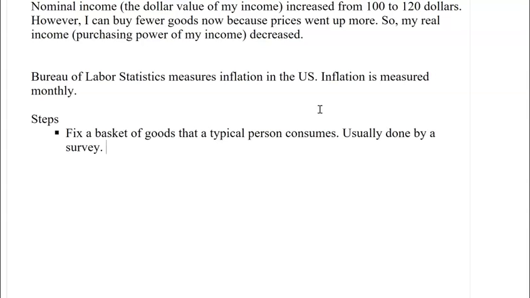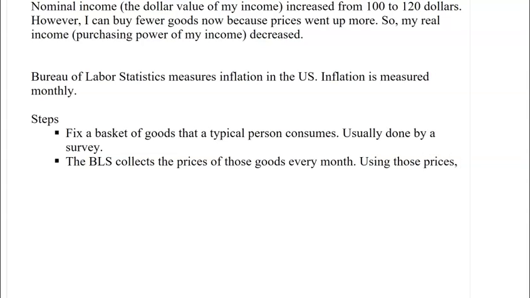And based on that basket, if it says the basket has 5 apples and 10 tomatoes, then we will say this is what a person consumes typically in the US. Then after that basket is fixed, the BLS collects the prices of those goods every month. Using those prices, the BLS then calculates the cost of purchasing that basket. So if tomatoes cost $2 and oranges cost $3, and if those are the two things in my basket, then based on the amount I purchase, I put that in my basket and I find the total cost of buying that basket.